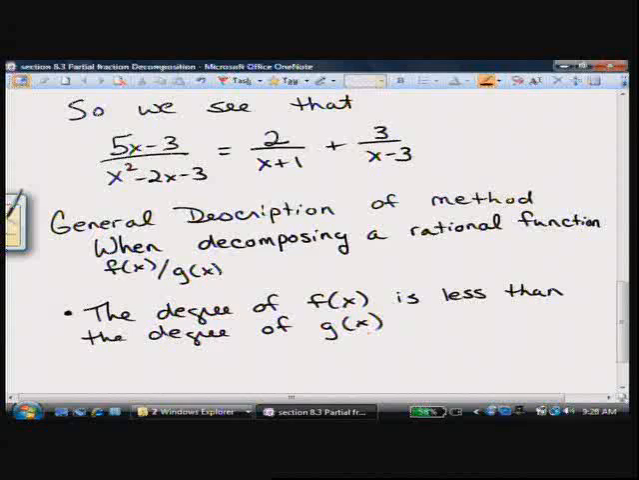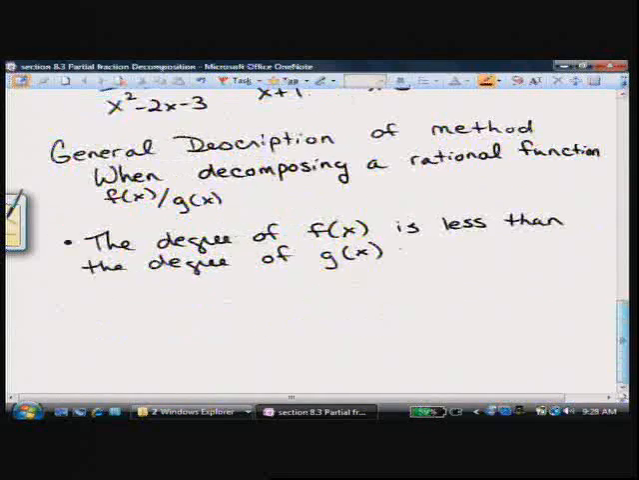Now, what method would you use if it weren't true? If f of x was higher degree, what do you do? Yeah, you do long division, right? So we'll look at one like that. If not true, do long division.